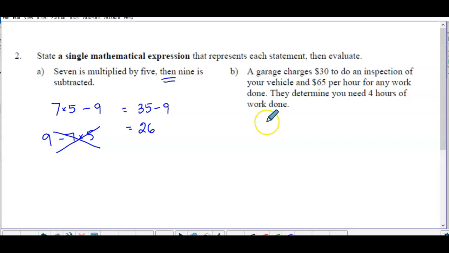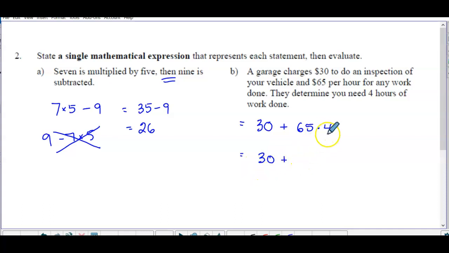Okay, next one, a garage charges $30 to do an inspection of your vehicle and $65 per hour for any work done. They determine you need 4 hours of work done. So in a single expression, $30 no matter what, plus $65 per hour times 4 hours. So you can use a multiplication or a dot like that. Got to do the multiplying first.